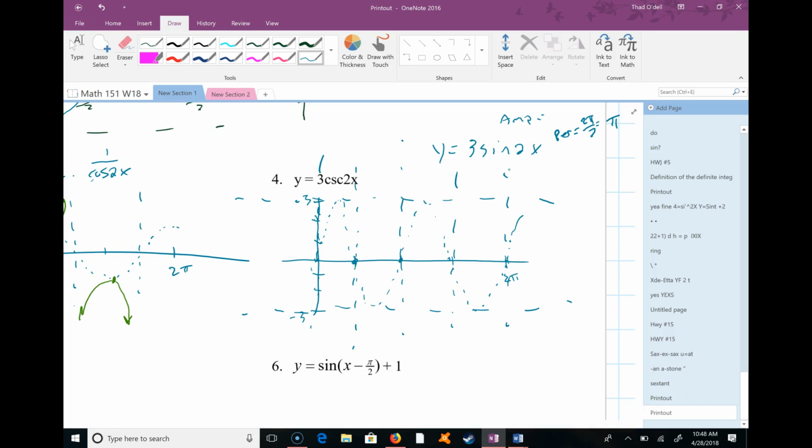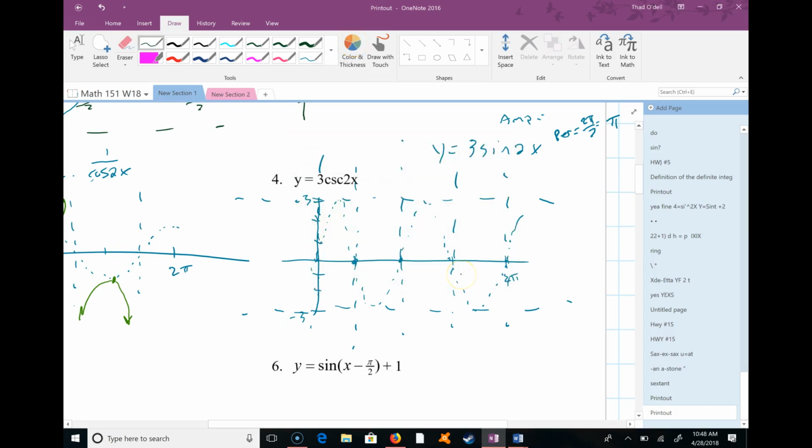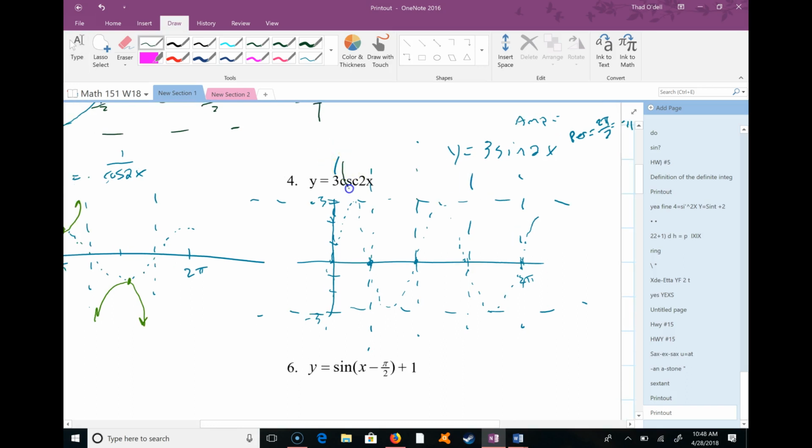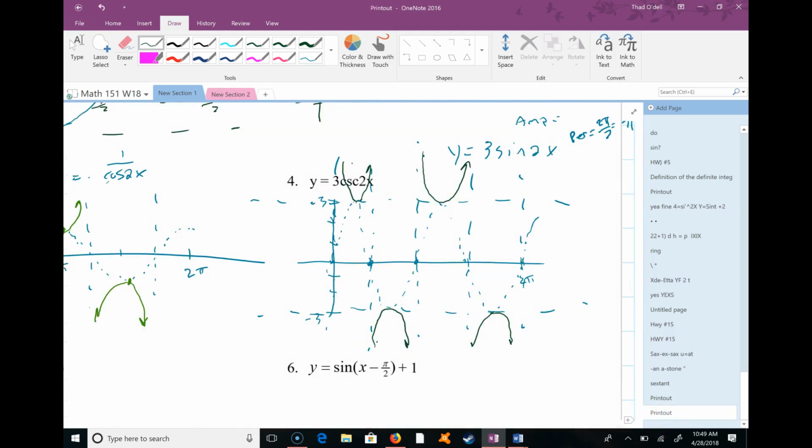So then when I go to graph now, I'm going to go back and tune in. Oh yeah, I'm supposed to graph cosecant. So cosecant is going to hit right there and go up. Come down and hit there and go up. Come down here and hit and go back up, etc. Whoops, sorry about that.